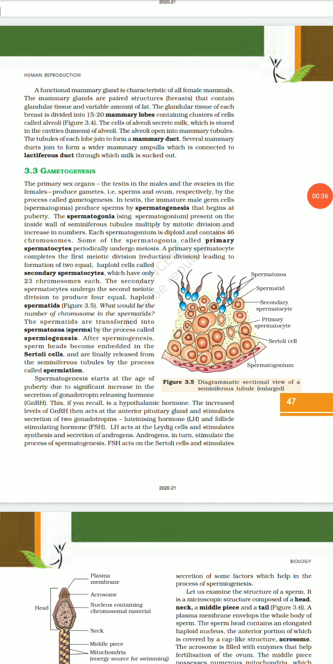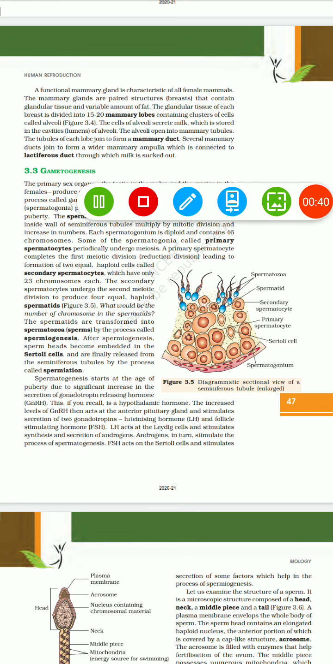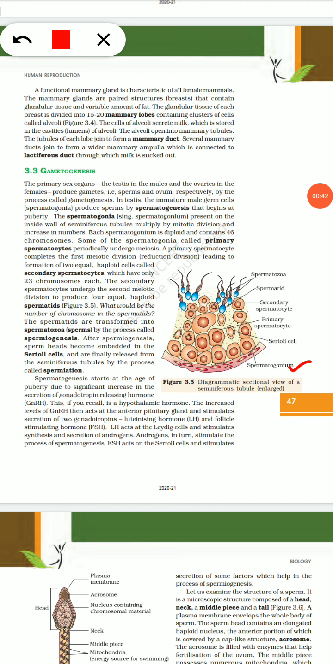So here at the end you see there is a spermatogonium. This spermatogonium which is present will multiply by mitotic division. There are 46 chromosomes here. After mitotic division, the primary spermatocyte will also have 46 chromosomes.